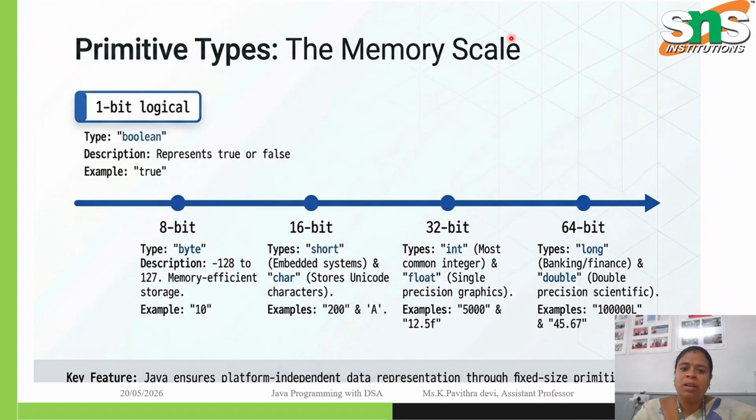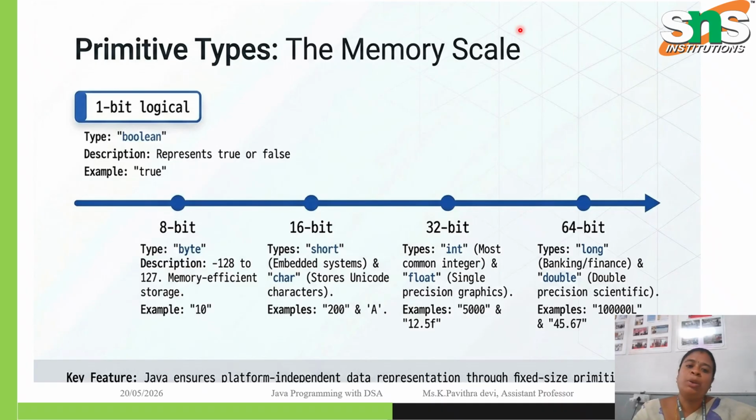Short, 2 bytes, stores whole numbers within a larger range. Long, 8 bytes, stores very large whole numbers. Float, 4 bytes, stores decimal numbers with single precision. Double, 8 bytes, stores decimal numbers with double precision, more accurate than float values. Character, 2 bytes, stores a single character such as A, B, C, or 1, 2, 3, mentioned in single quotes. Uses Unicode. Boolean, 1 bit, logical, stores only two values: true or false.